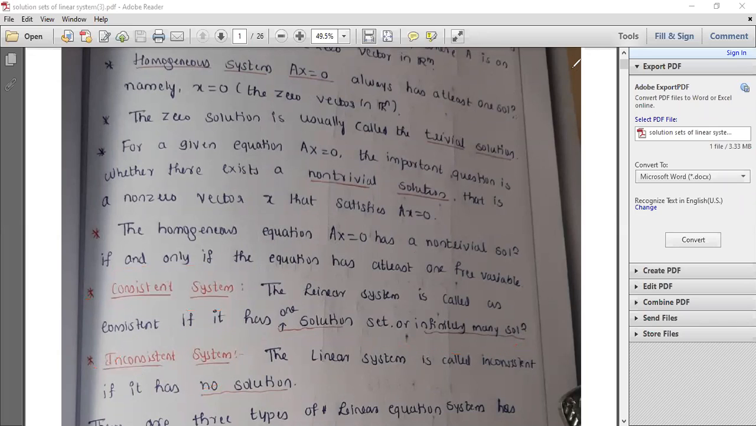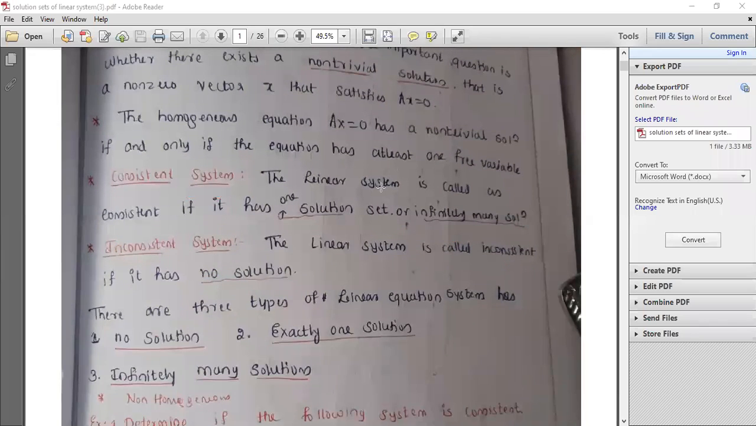And moreover, at this point we are in a position to determine that we have three types of linear equation systems: which has no solution, which has exactly one solution, and which has infinitely many solutions. So these are the three types of linear equations which we are going to deal with. Either it has one solution, many solutions, or no solution. That's it. Other than that, we have no category here.